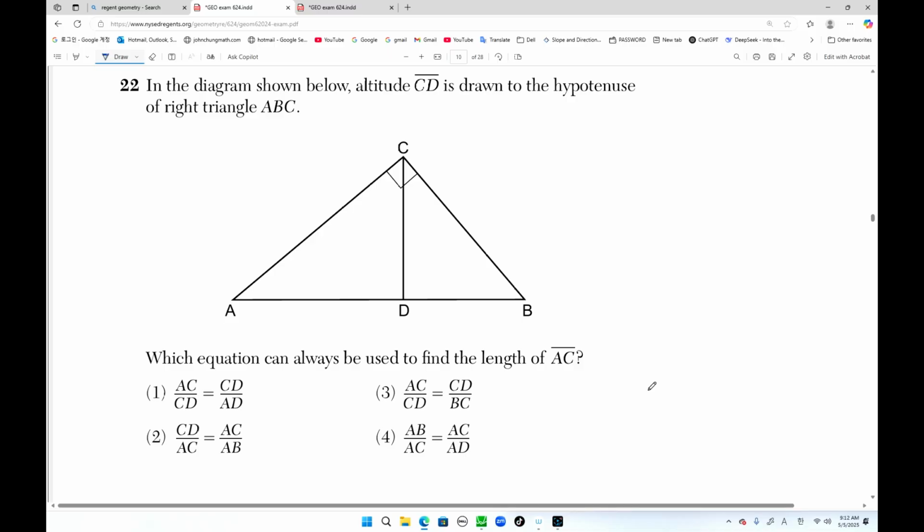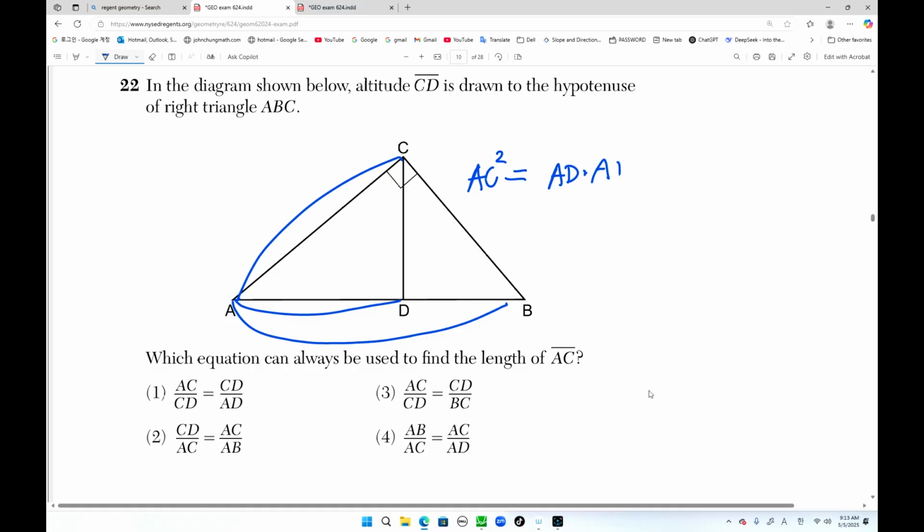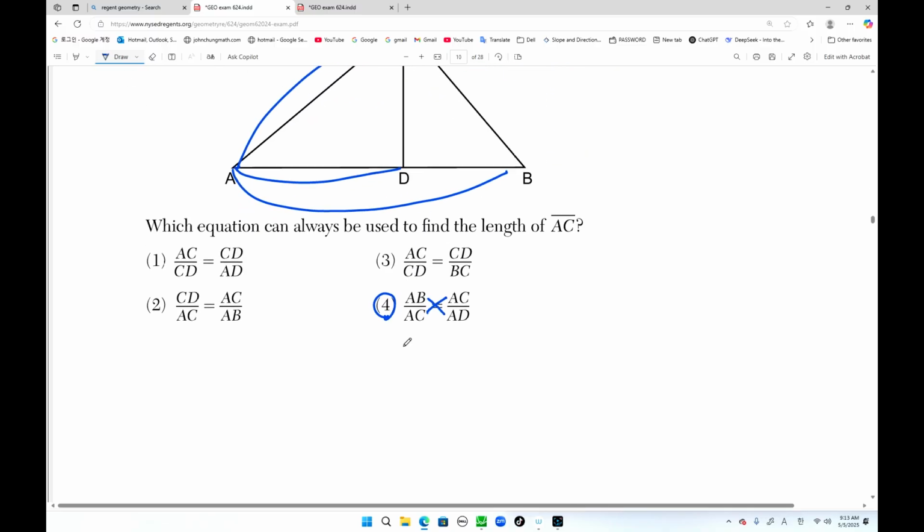Okay, here we go. Which equation can always be used to find the length of AC? Length of AC, this one. Alright, what is that? AC squared equals AD times AB, right? Where is AC squared? Over here. AC squared is AB times AD. You got option 4 over here, okay?